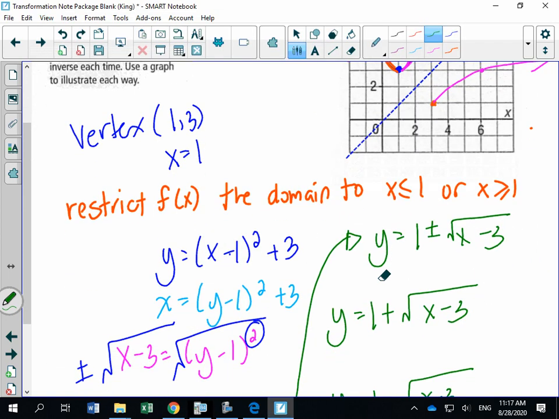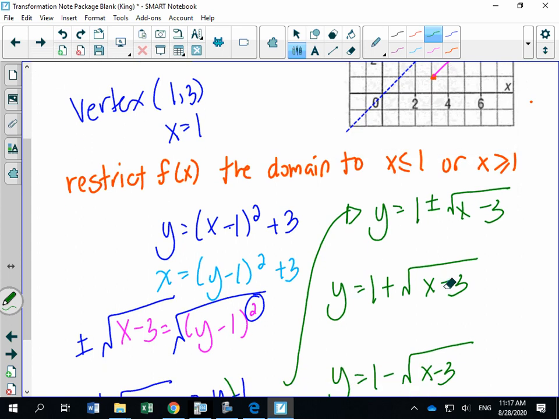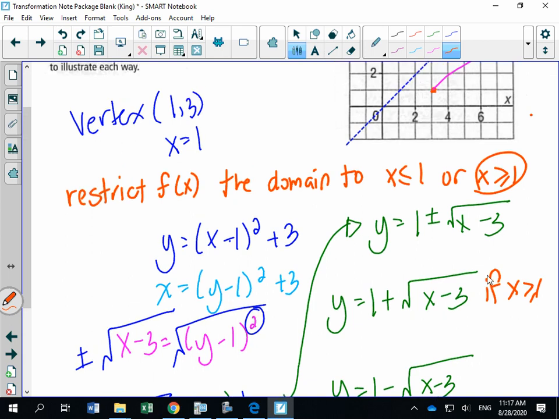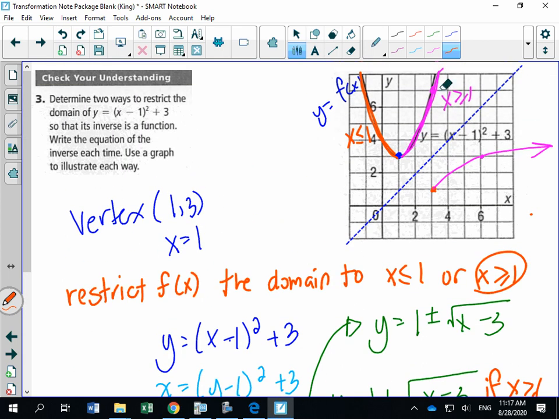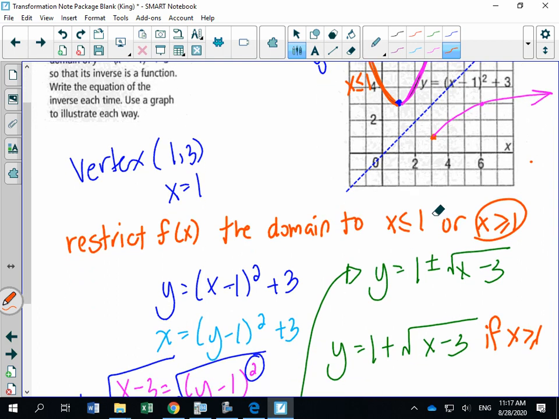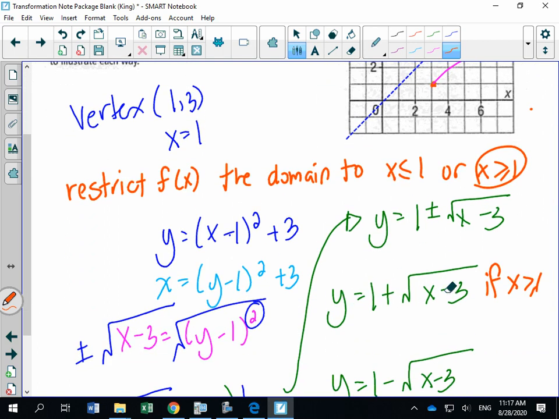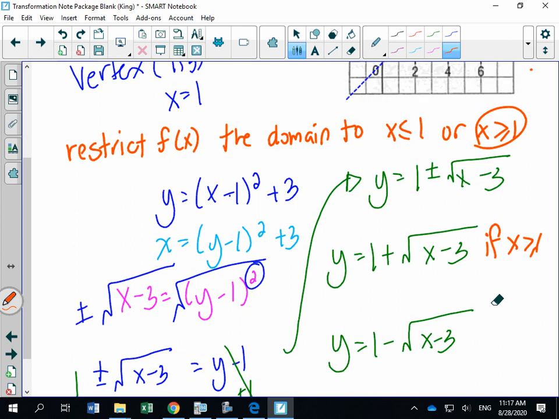So what that means is this is the new equation if we have to restrict the domain. That was the domain if x was greater than or equal to 1, right? So this piece when x is greater than or equal to 1 becomes this piece on the inverse. So if my equation of my inverse is this, it's because I've restricted the domain on the original. So this is how you would write one of your answers. Then you have to do the other piece, right?